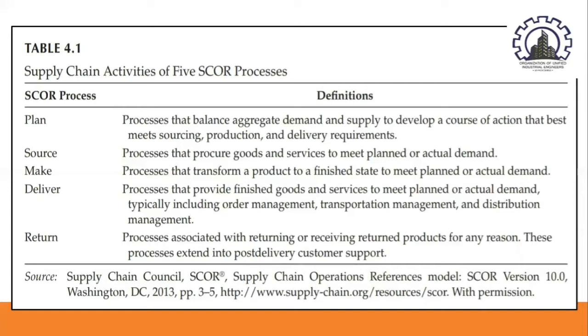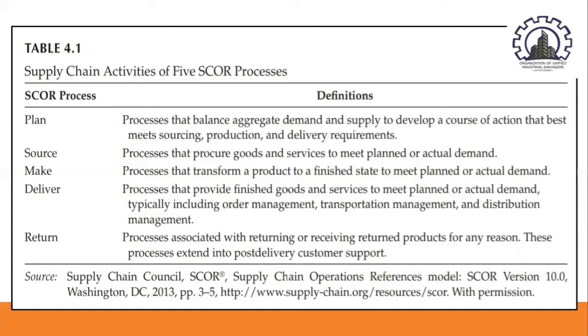So once you have already produced your final goods, it is now time for these goods to be delivered to your final customers. And also, you have returning. So returning refers to processes associated with returning or receiving returned products for any reason. And these processes extend into post-delivery customer support.